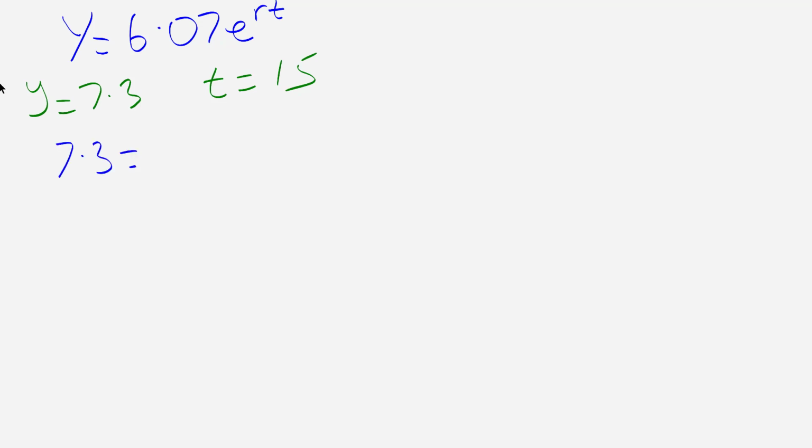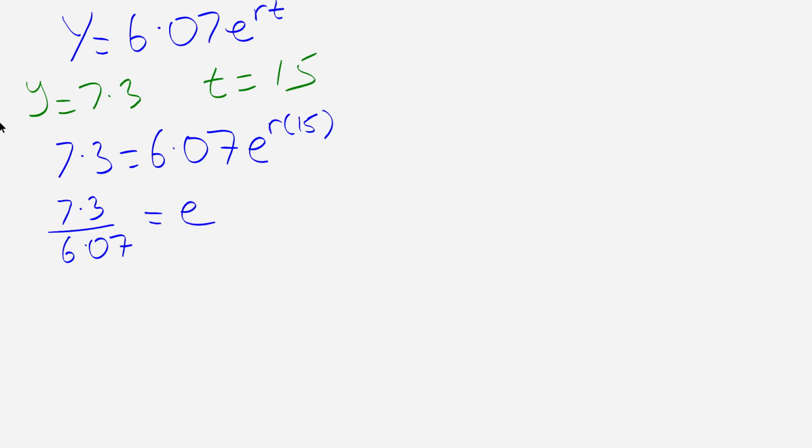So 7.3 equals 6.07 e to the r times 15. This is another exponential equation, and this time I have to solve for r. Once again, we will be getting the natural log of both sides, but not until we have divided both sides by 6.07. So my first step, dividing both sides by 6.07: 7.3 divided by 6.07 equals e to the power of 15r. Now I can get the natural log of both sides.